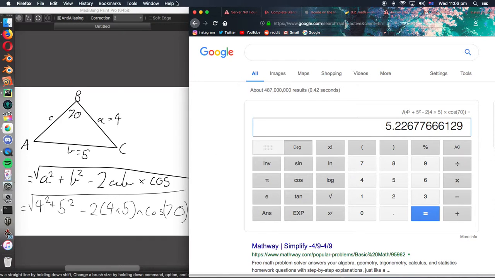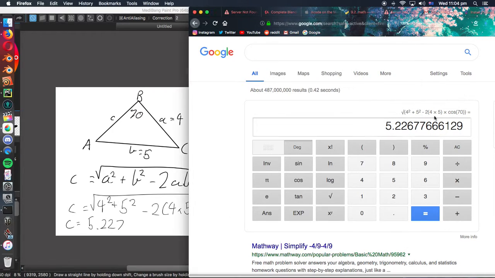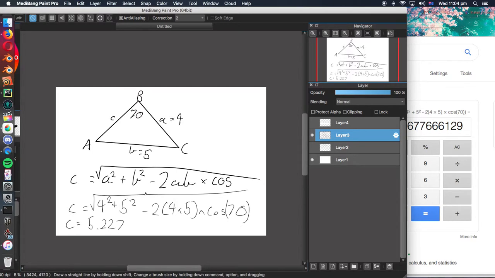Actually, let's do rounding. Rounding to the 3rd decimal is good enough. That's what I like to do. So C equals 5.227. Neat. So now we have found the missing side. C equals 5.227. That's neat.